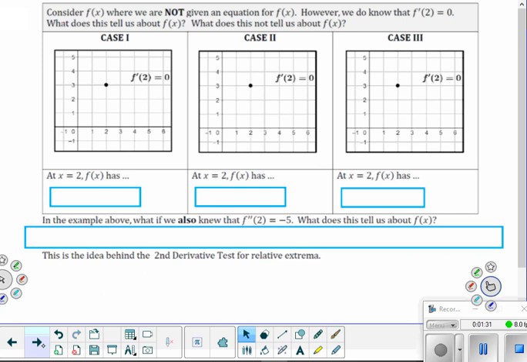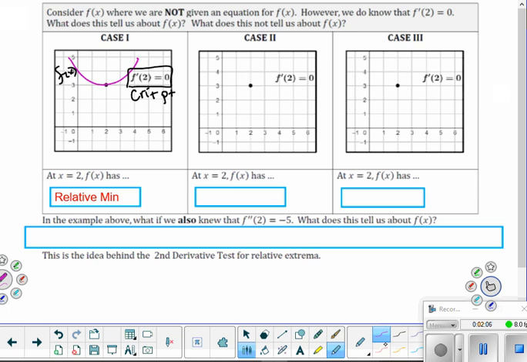At x equals 2, f of x has a relative min if I have this sort of shape to it, correct? If I have a negative derivative coming into it. Now, I need to probably identify that this is f of x, and I have information that f prime of x is a critical point.